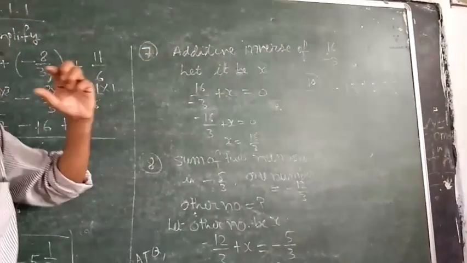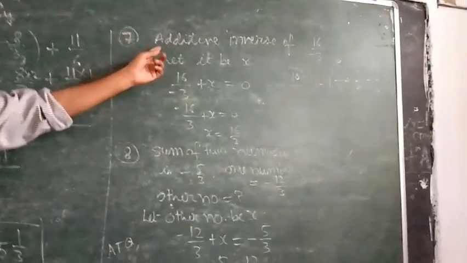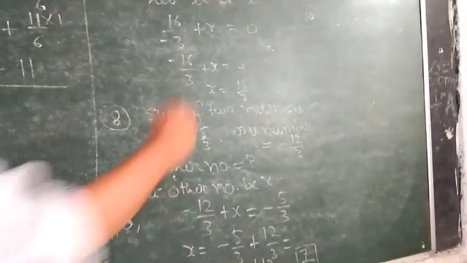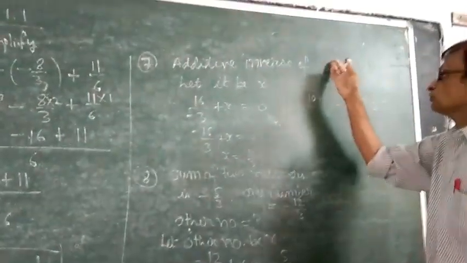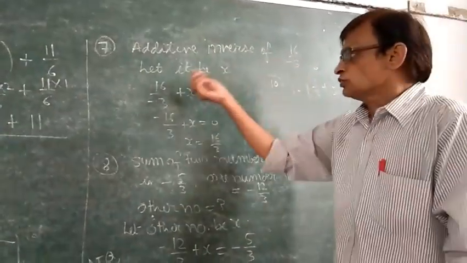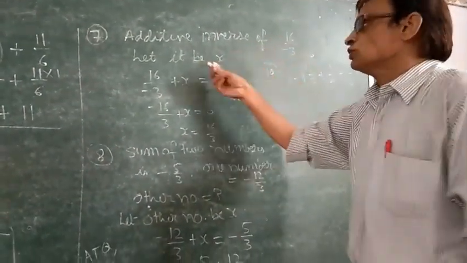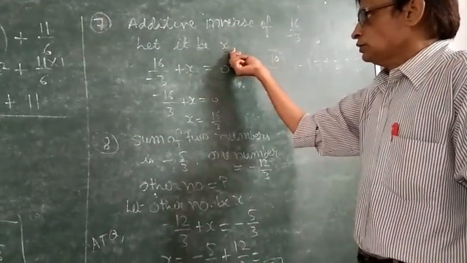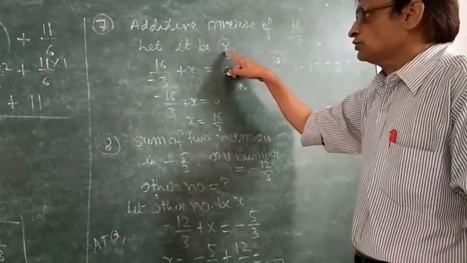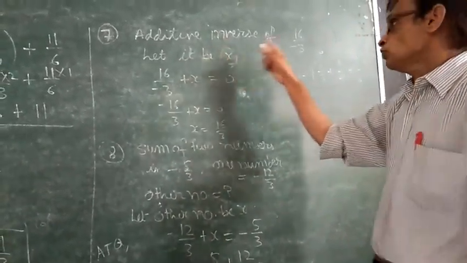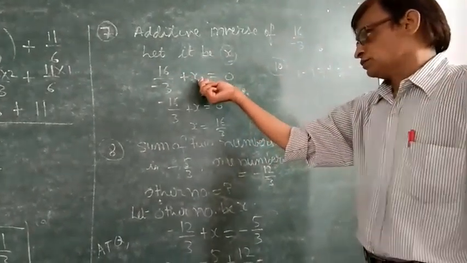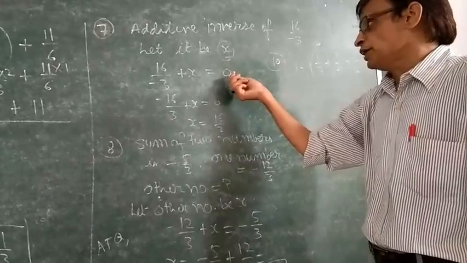The next question is the 7th question given in your book. In this question we have to find the additive inverse of 16 upon minus 3. Is that clear? So this is the question. For doing this question, we consider the additive inverse as x. So 16 upon minus 3 plus x equals 0. This is the meaning of the additive inverse.